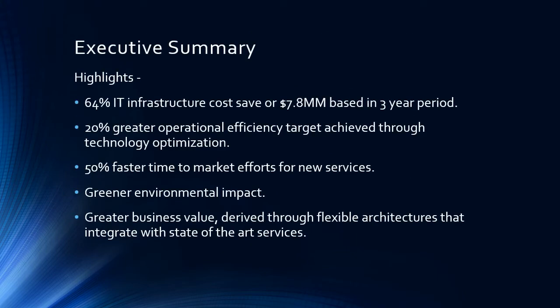The executive summary. We'll achieve a 64% infrastructure cost reduction that equates to $7.8 million in a 3-year period. We can save an additional 20% on server hardware costs by optimizing our application architectures while improving overall resiliency and uptime. We can get to market 50% faster simply by being able to provision on demand.